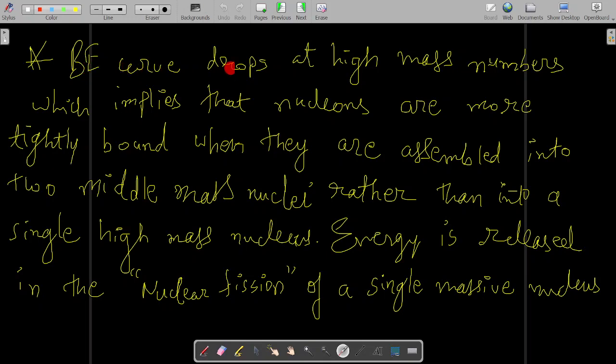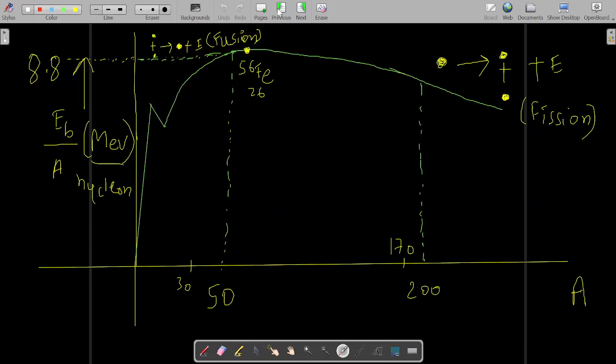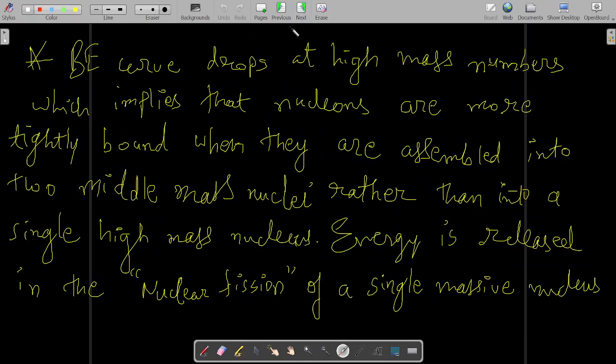Binding energy curve drops at high mass numbers. Clearly over here you can see that for high atomic mass numbers, the binding energy curve drops. Which implies that the nucleons are more tightly bound when they are assembled into two middle mass nuclei rather than into a single high mass nucleus, right? Rather than a single high mass nucleus having mass number greater than 200.